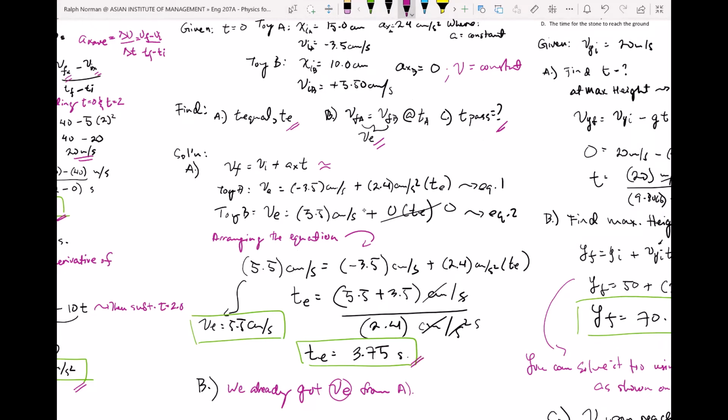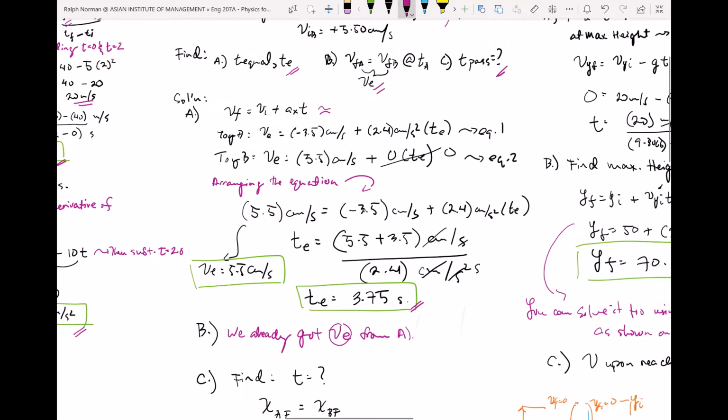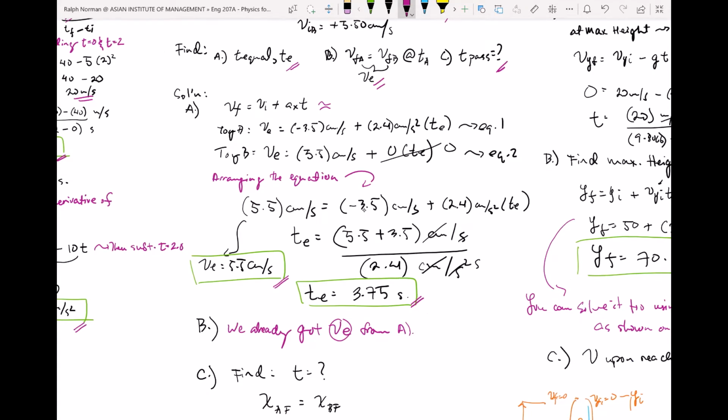Now, to get VE, you simply substitute to your toy A equation, or simply, we already found out that VE is also 5.5 centimeters per second, since toy B has a constant velocity anyway. I hope that's understood. If you don't like that, the easy part, you can simply substitute this to your equation 1.